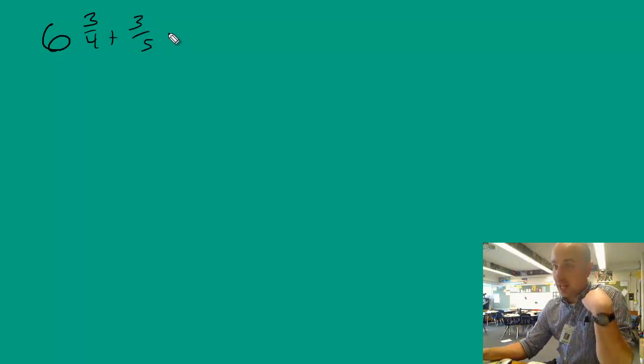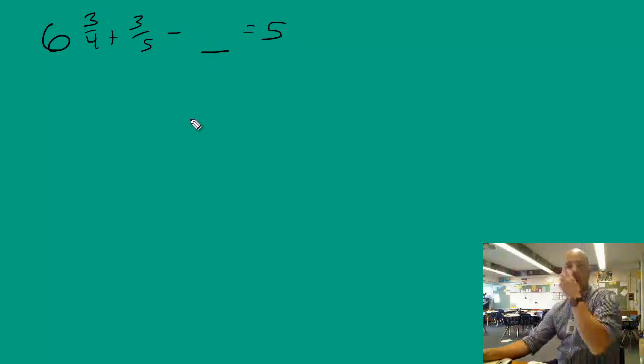Okay. Let's try another one. If I haven't been reminding you, I really do want you to go ahead and make sure that you're trying these maybe before you watch me do it. So with this last problem, let's do it. Okay, I have 6 and 3/4, and I'm going to add in 3/5, and I'm going to subtract something, and I'm going to get 5.